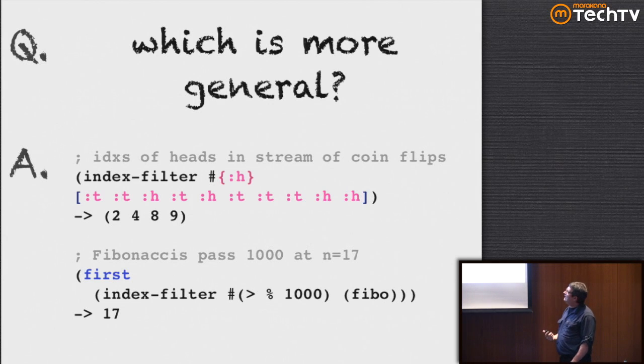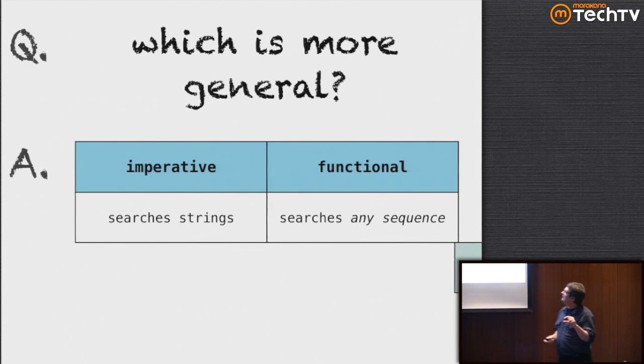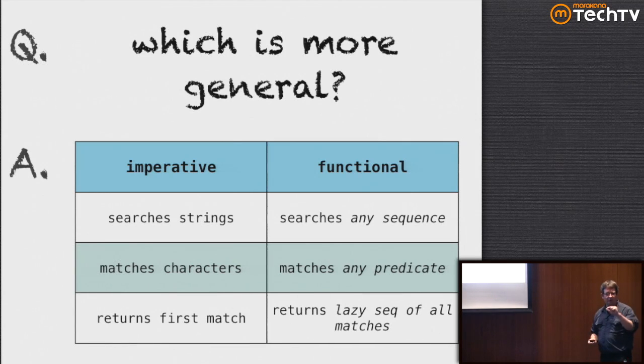So if I want to say index filter, give me the number of heads out of a string of head and tail flips, it looks like the heads all show up at 2, 4, 8, and 9. Here I'm saying give me the first Fibonacci number that's greater than 1,000. So give me the root of the first Fibonacci number that's greater than 1,000. Turns out it's 17. Fibonacci of 17 comes out a little over 1,000.